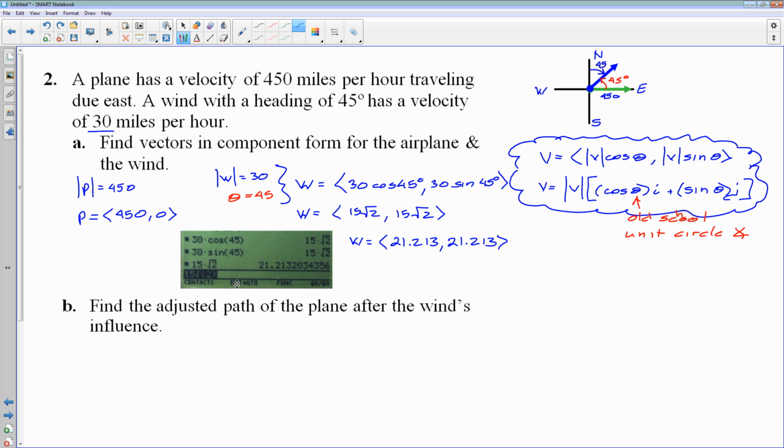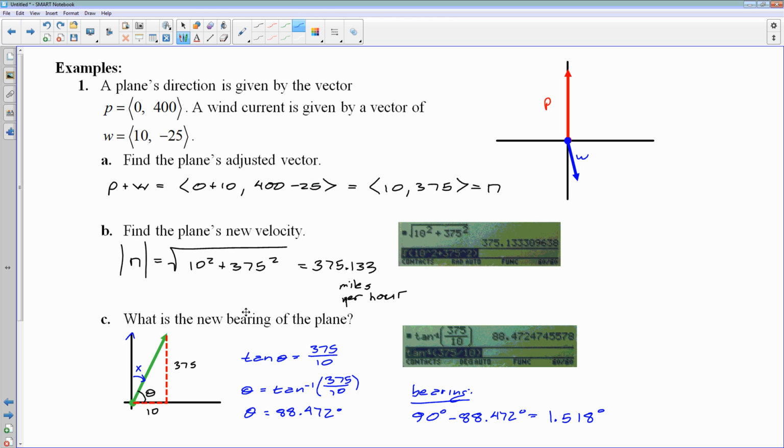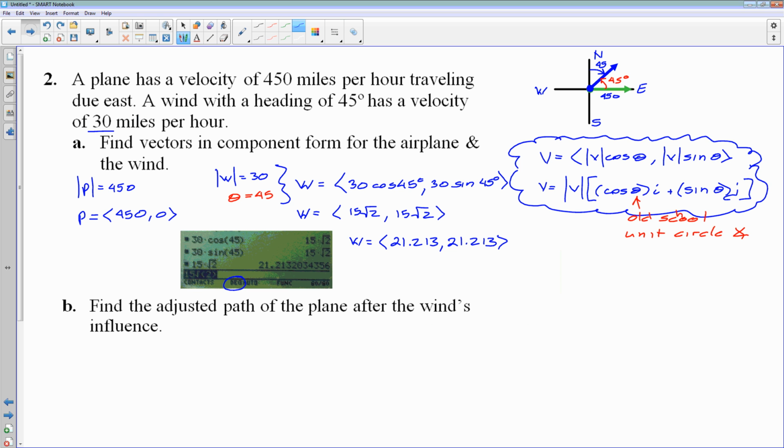Do make sure that your calculator is in degree mode for these problems. And I should have pointed that out on this last page. Notice when I punched in this one, my calculator is actually in radians, but down here I flipped it to degrees because I needed my angle in a nice recognizable form for the bearing. So make sure your calculator is in degrees for these. So now I have my vector for the plane and for the wind. That is the toughest part of these problems, getting the vector.